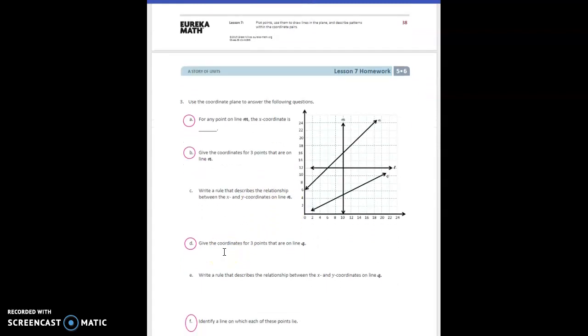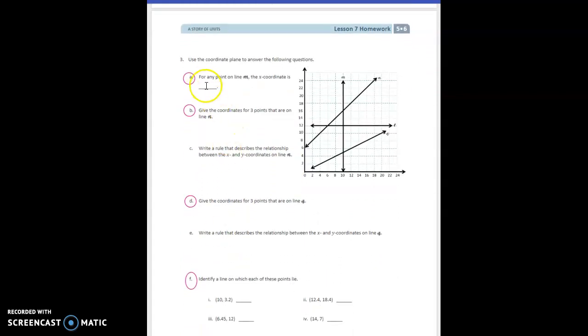For the next part, number 3, these are your last problems. It says for part A, for any point on the line M, the x-coordinate is what? Well, here's M. This is line M. What is the x-coordinate? Which direction does the x-coordinate go? And then any point that falls on this line, what is the x going to be? And then you just write down the number. For part B, give the coordinates for 3 points that are on line N. So, where's line N? Okay, so here's line N.